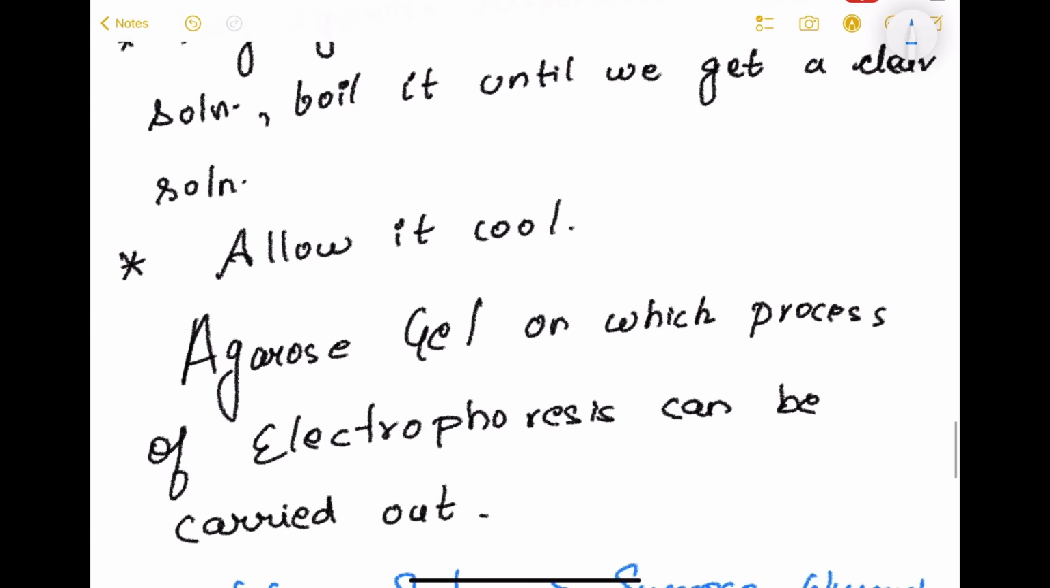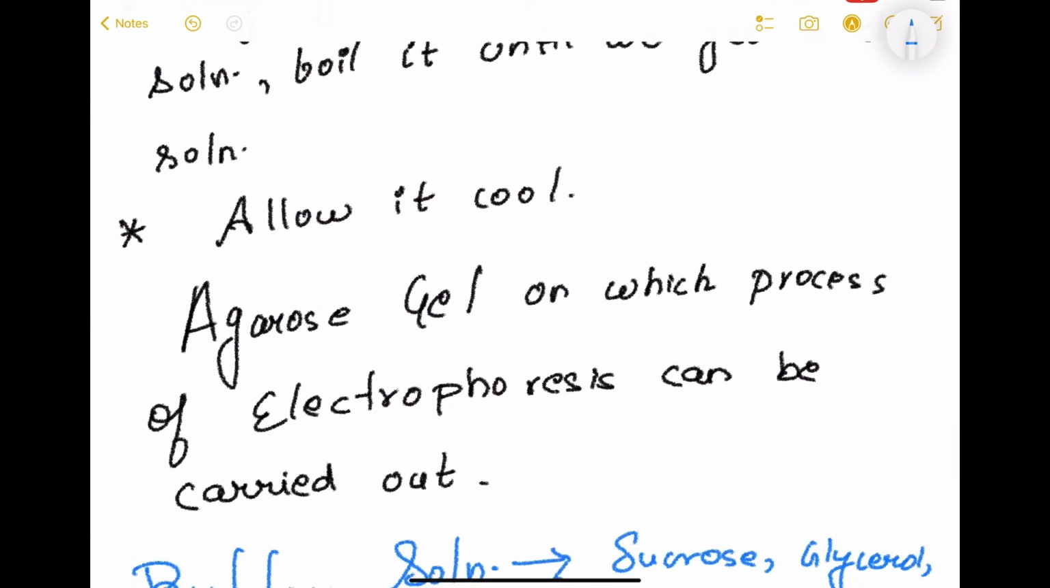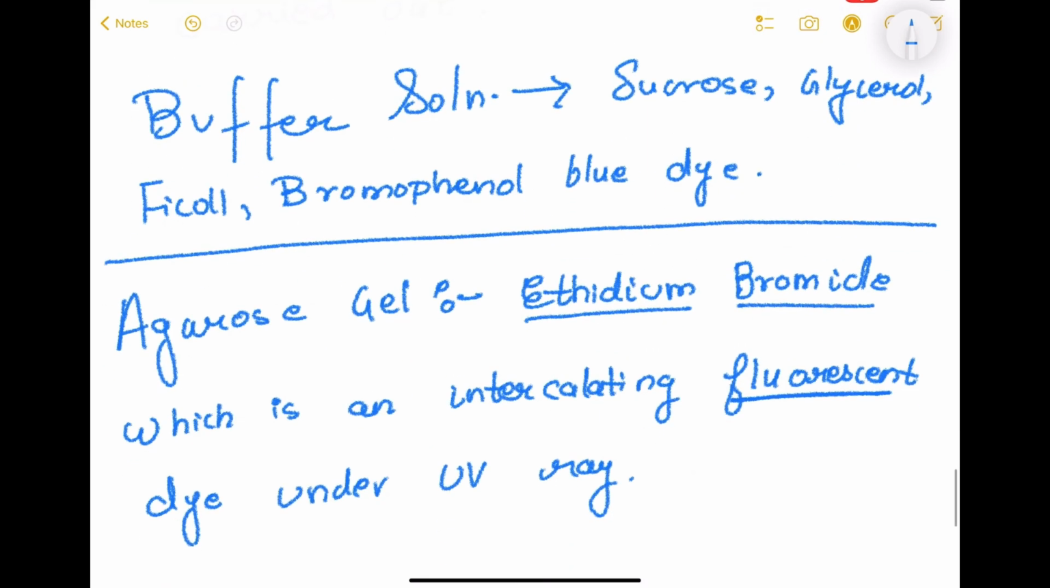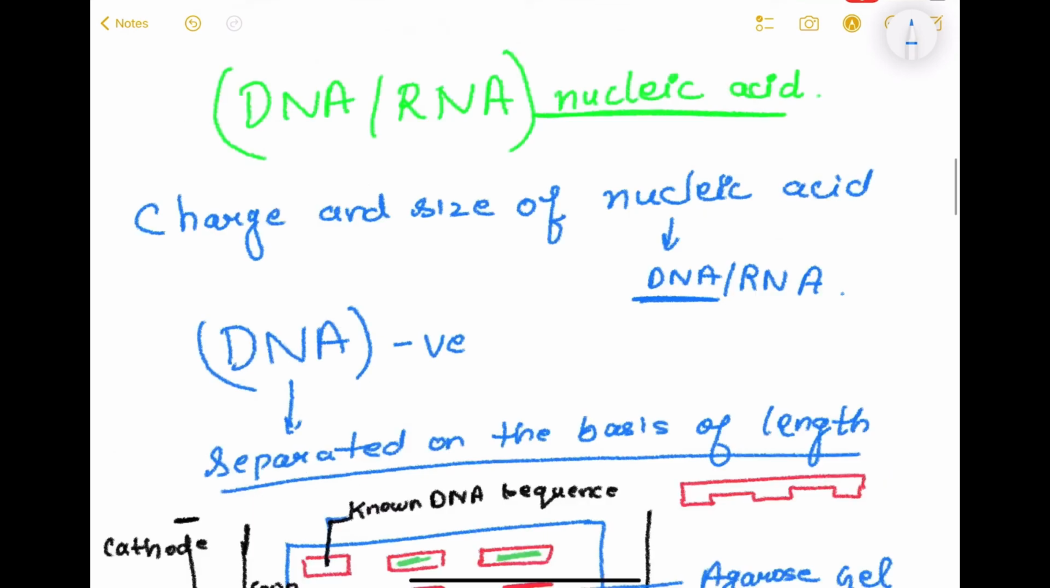Now the agarose gel, on which the process of electrophoresis can be carried out. The buffer solution has sucrose, glycerol, ficoll, and bromophenol blue dye. For the agarose gel, ethidium bromide, which is an intercalating fluorescent dye, is used, and it gives a luminescence by which we can determine the DNA sequence and do DNA identification. So this is about electrophoresis.